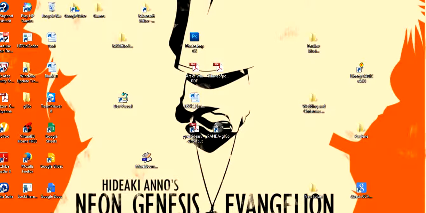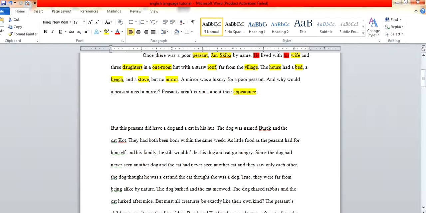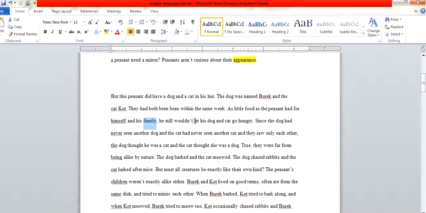So we're going to be moving to the next sentence. This is some English grammar stuff, part of speech, nouns and pronouns. So we're going to move to this sentence.